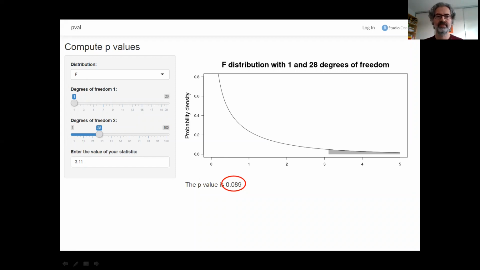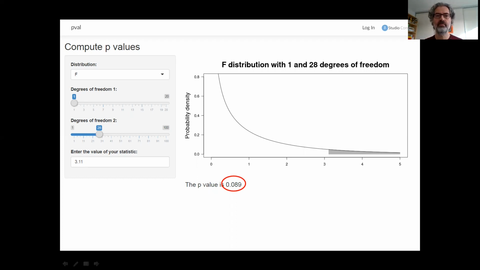Note, however, that the sampling distribution for F is very different. This is the curve of the F sampling distribution for 1 and 28 degrees of freedom, and it's always positive. F is always positive because F is a ratio of sums of squares, essentially. So divided by degrees of freedom, but there's sum of squares, and sums of squares are positive because squares are always positive. So you cannot have a negative sum of squares.